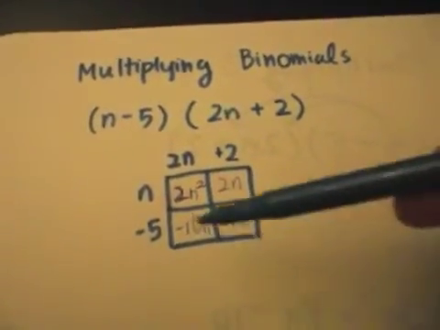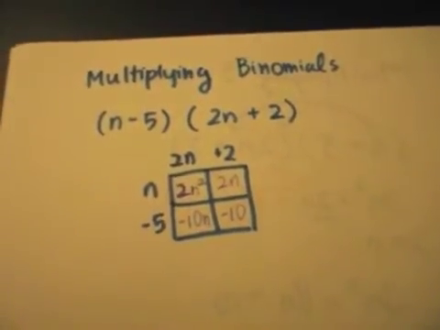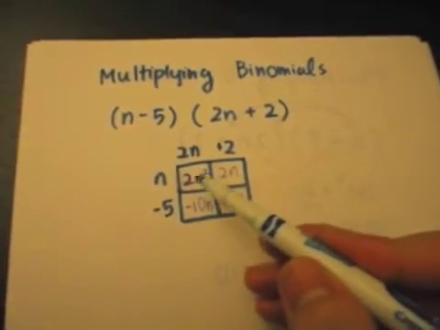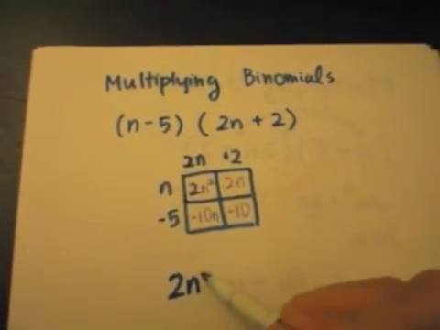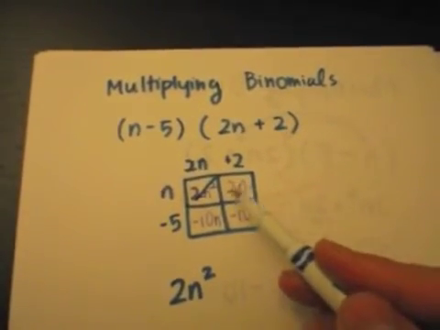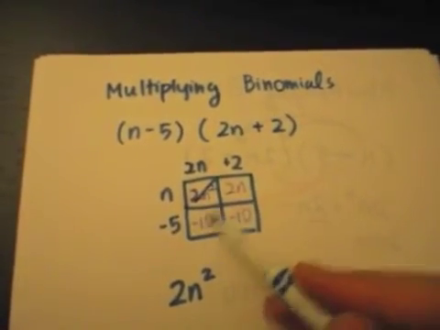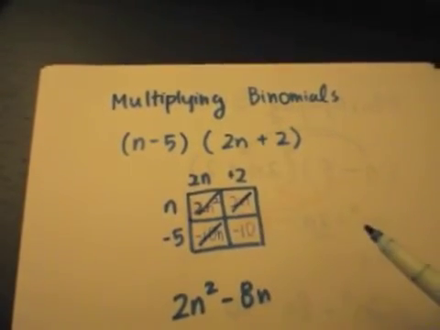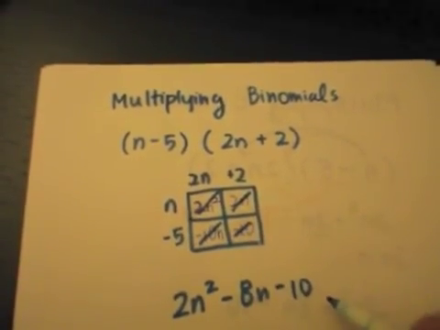What do I do after this? I just add everything in the box. That's the same exact thing as combining like terms. I have a 2n squared. There are no other like terms for the n squared term here, so I just bring it down. 2n squared. I took care of that box. I have the 2n and the negative 10n. So 2n plus negative 10n gives me negative 8n. And then I have the negative 10 by itself. There you go.